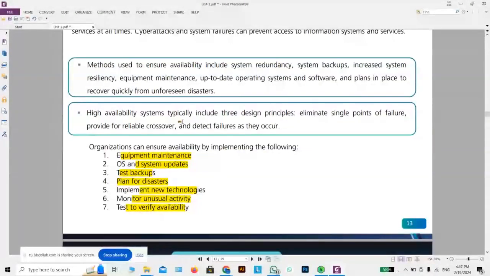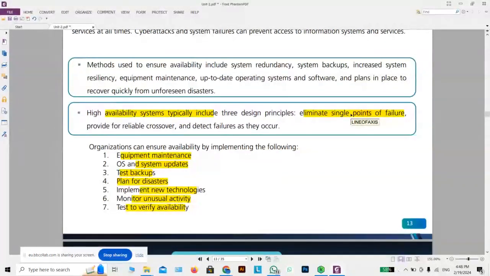Okay, so a high availability system typically includes three design principles. Eliminate single point of failure. What does it mean? It means that if you have only one system where all of your data resides, it's quite risky to have only one point where all other users are connected. If it is at risk, you lose your point, you lose your resource.